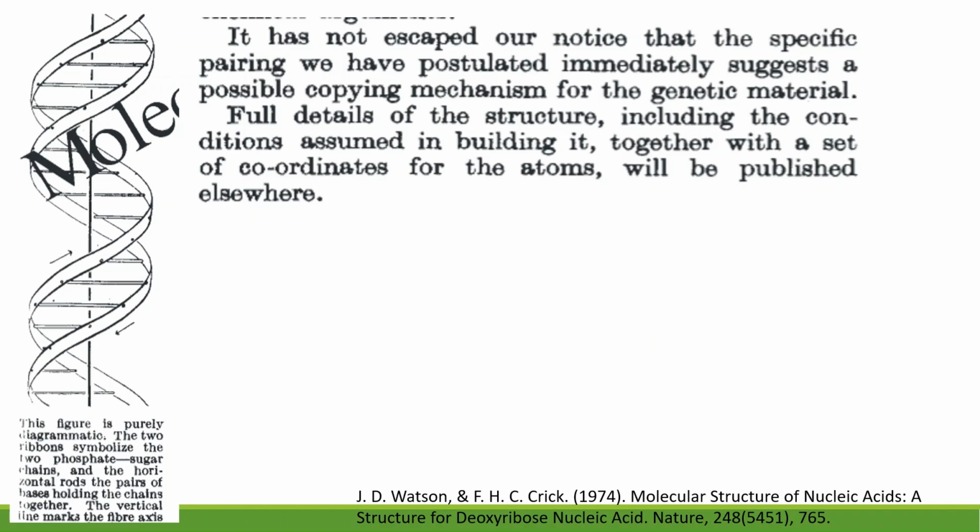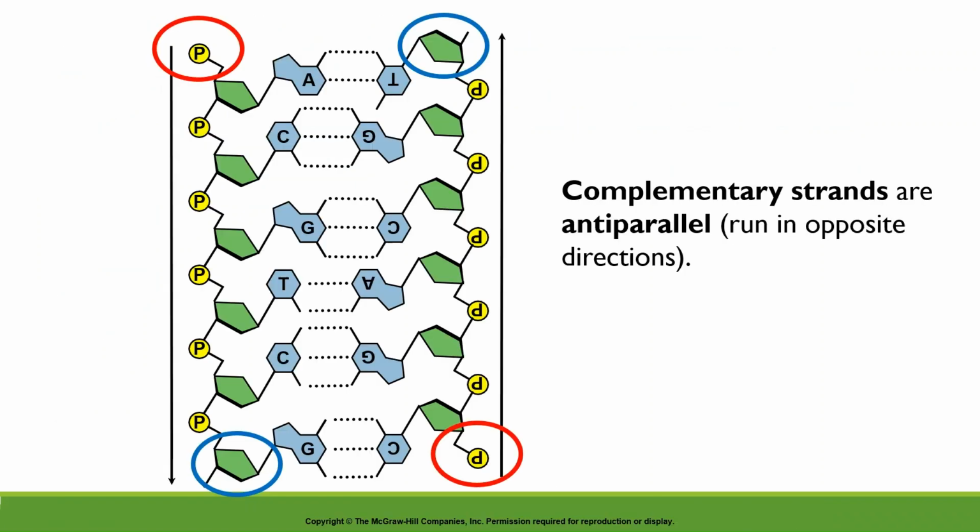Okay, so by looking at that image, they thought, well, there's a way that the cell could possibly make copies of this by merely looking at the structure. So how did they do that? How did they determine how this was going to be copied just by looking at the structure? Well, they noticed that these strands were complementary, right? They determined that A's bind to T's and G's bind to C's.